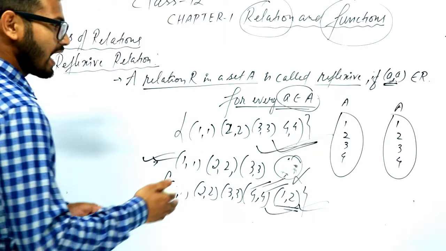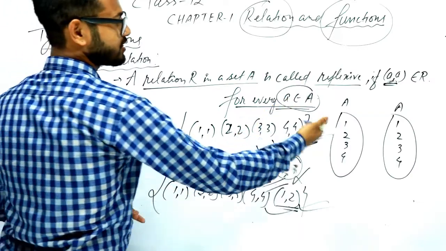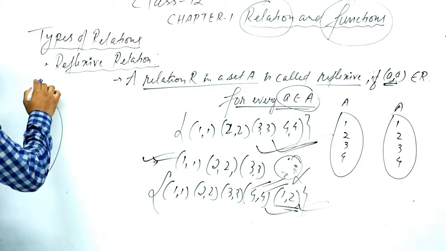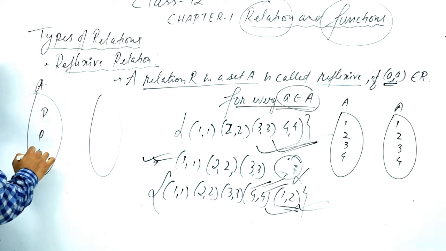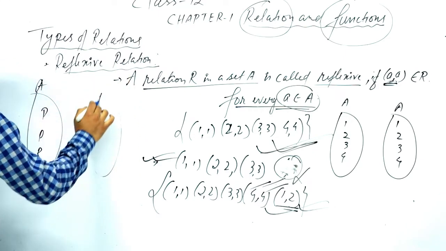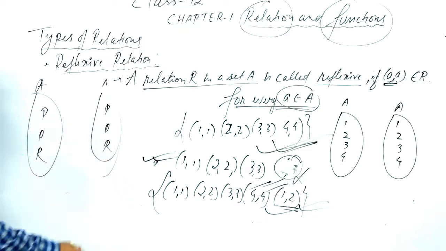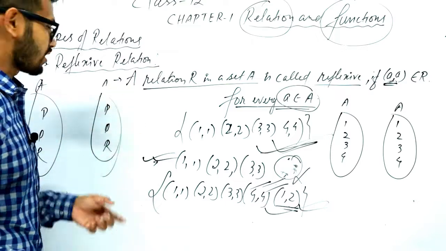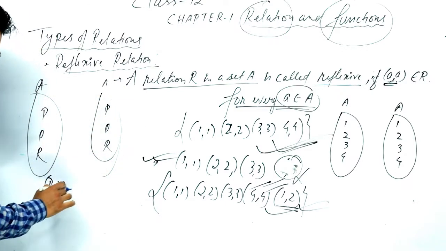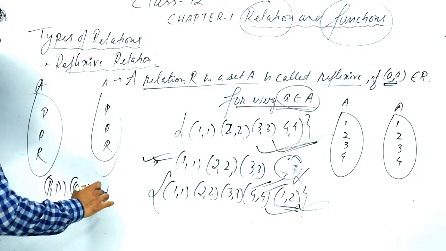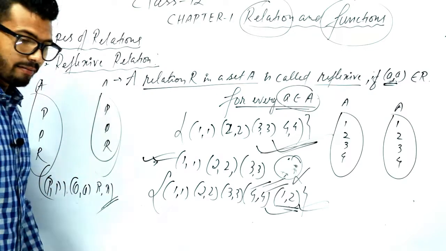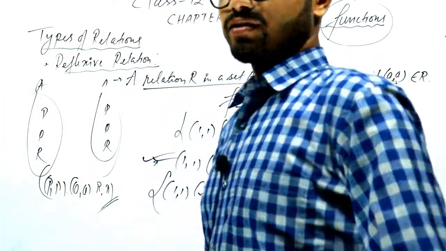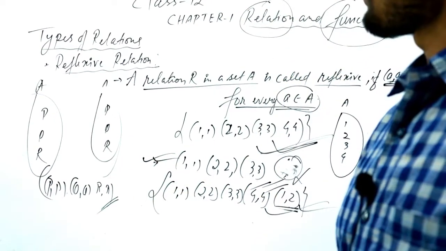Now I can also change the example. It's your wish. Suppose we consider A as P, Q, R. So the set A is P, Q, R, and then one more set P, Q, R. If I ask you to write an example of a reflexive relation, how to write it? Same P, Q, R. That means the same elements of the particular set are repeated. I hope it is crystal clear. So let us jump to the next relation.